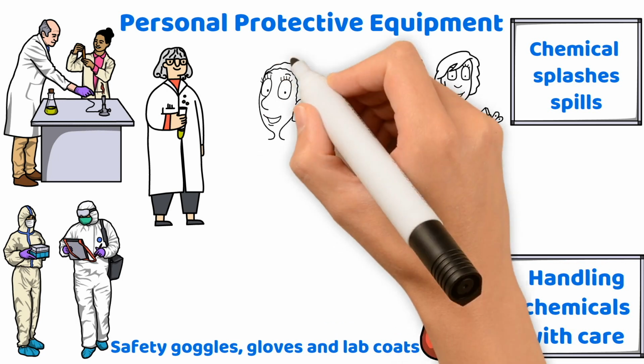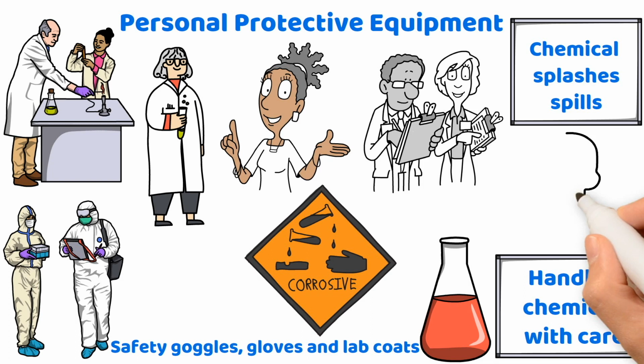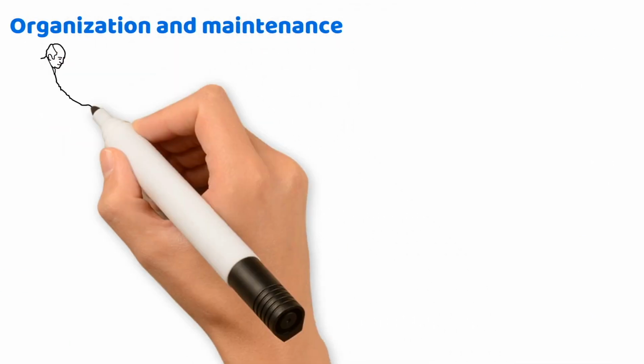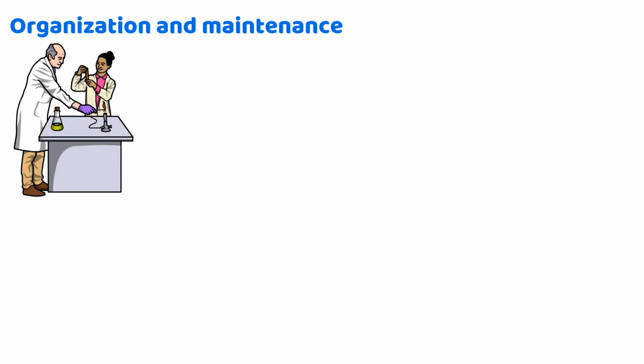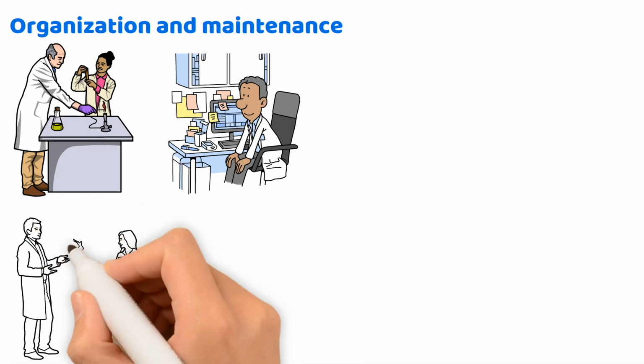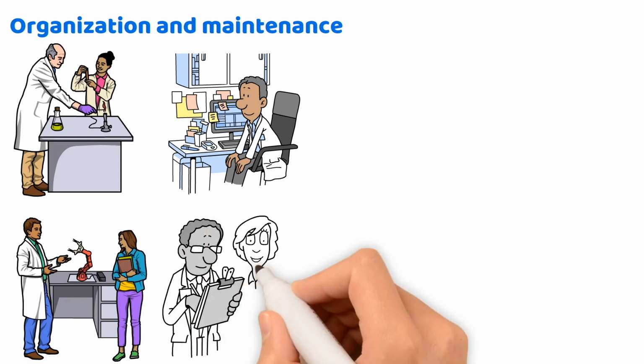And remember the golden rule: always add acid to water, never the other way around, to prevent dangerous reactions. Organization and maintenance are just as important as the experiments themselves. Keep your chemical inventory up to date and ensure all items are clearly labeled and stored properly. Regularly inspect equipment for any signs of wear or damage and conduct routine maintenance to keep everything in working order.